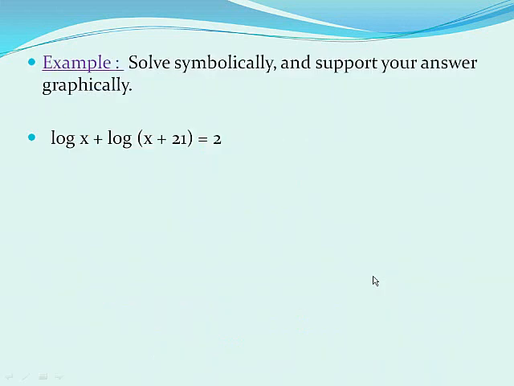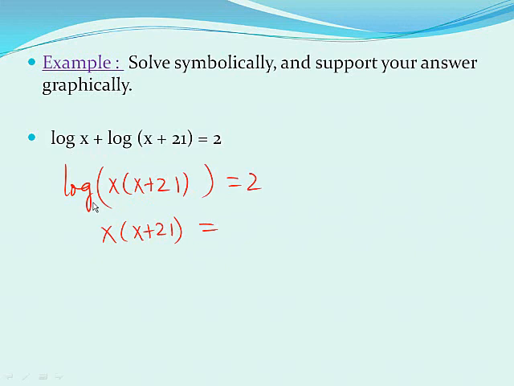Solve symbolically and support your answer graphically. So I'm going to write this as log of x multiplied with x plus 21 equal to 2. That is using the product rule. Logarithm of a product is sum of the logarithms. Now again I can write this as x multiplied with x plus 21.